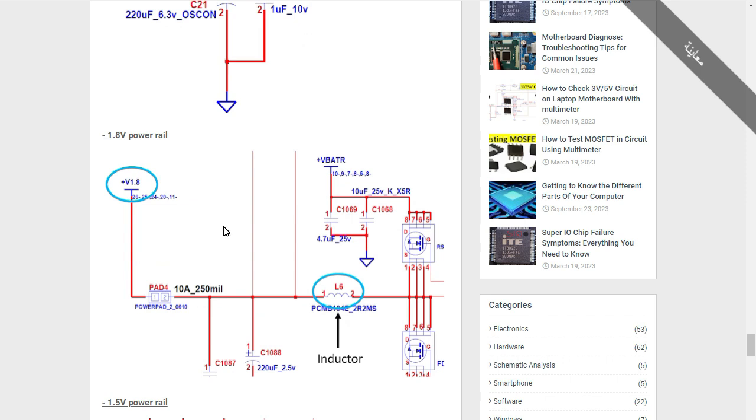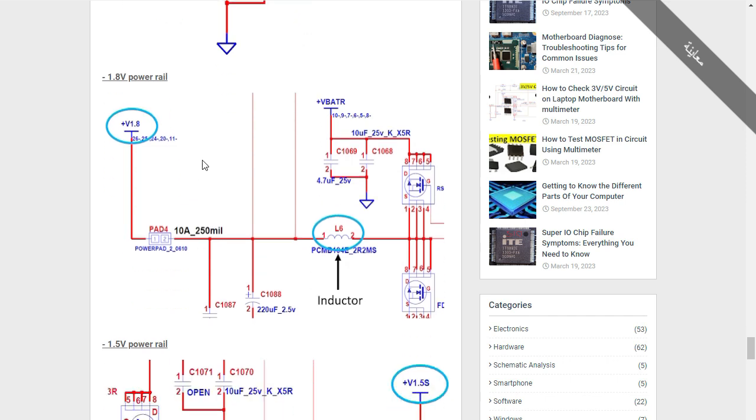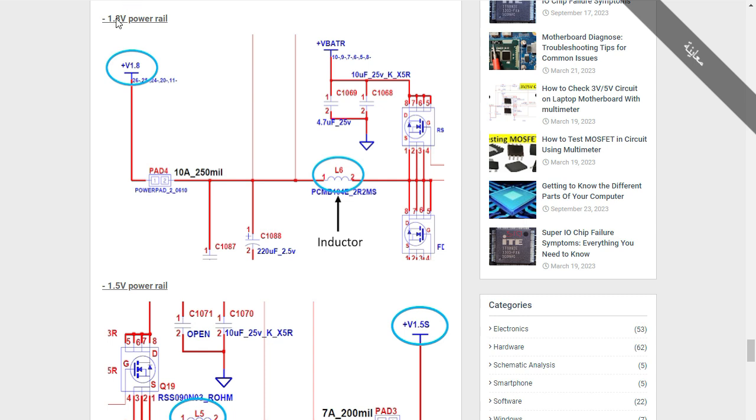Okay, so here we have another power rail. We're going to see also two power rails over here. We have the 1.8-volt power rail and the 1.5-volt power rail. Basically, these two voltages are for RAM and for chipsets. So we have the 1.8-volt power rail, with an inductor connected to it, and we always have a pad that you can use to check whether you get 1.8 volts or not. We have capacitors, and here we have MOSFETs.